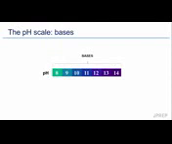For bases, as the pH value increases, we have stronger bases. In other words, a lower pH value indicates a weaker base, but a higher pH value indicates a stronger base.